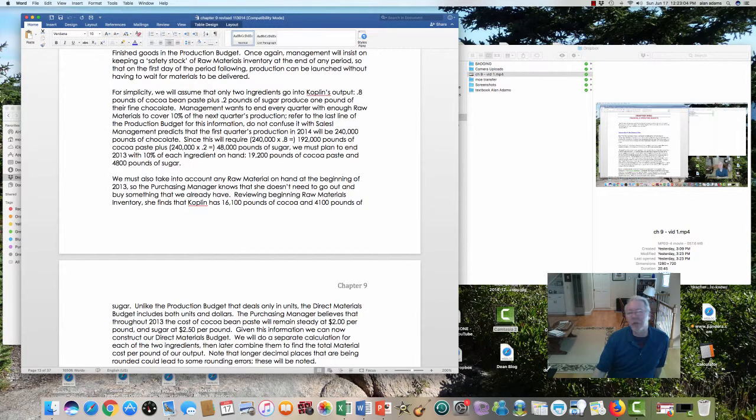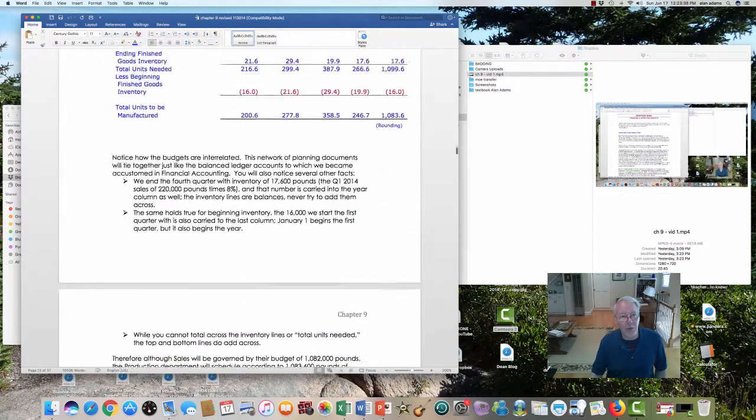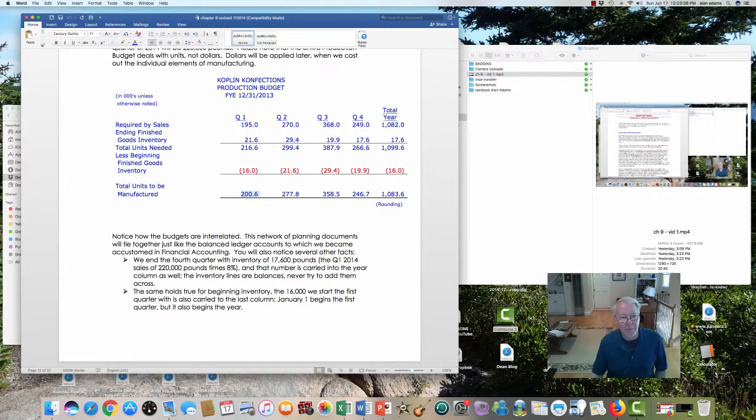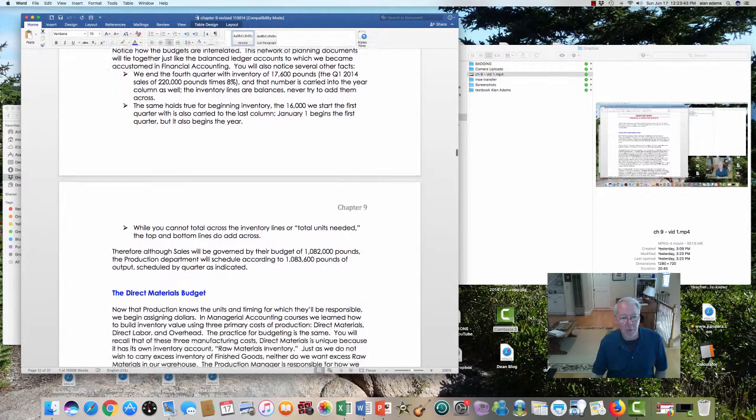chocolate. I kept it simple, two ingredients, raw cocoa and sugar. And I give you the component percentages, or proportions, I should say here. We need 0.8 pounds of raw cocoa in every pound of chocolate and 0.2 pounds of sugar. So the math, multiplicative, it's all simple. So in this case, the first quarter's production, we found out in our production budget, remember all of these tie together, that we're going to have to make 200,600.